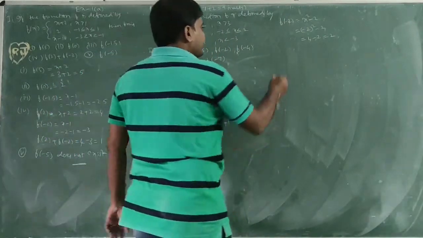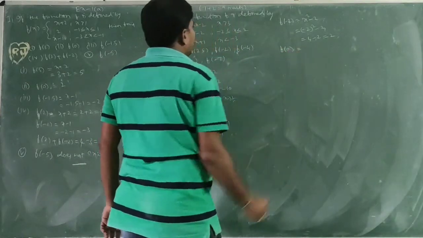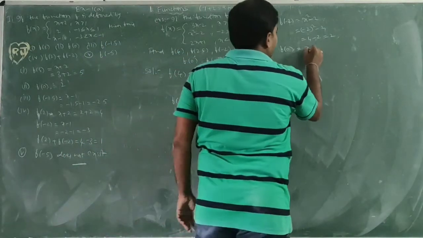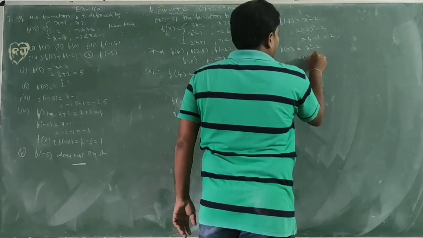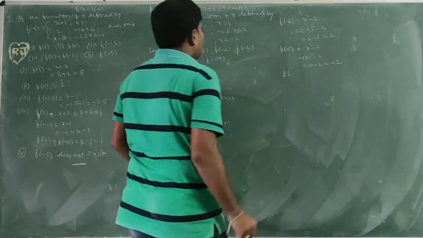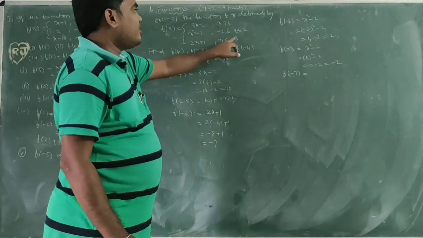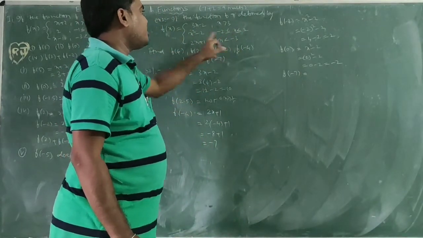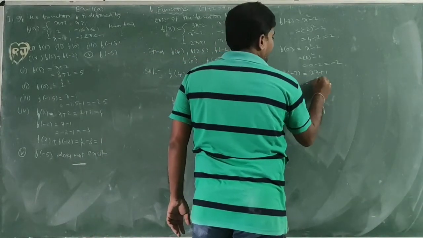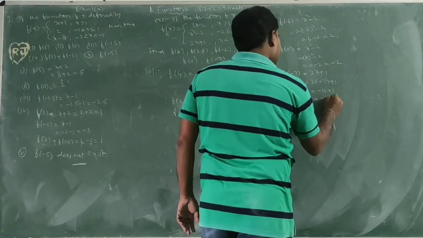Next, f of 0. So 0 lies between minus 2 to 2. So same condition, x square minus 2. 0 square minus 2, 0 minus 2 equal to minus 2. f of next one, minus 7. Minus 7 is less than minus 3, so the third condition is satisfied. So 2x plus 1, 2 into minus 7 plus 1, minus 14 plus 1 equal to minus 5.